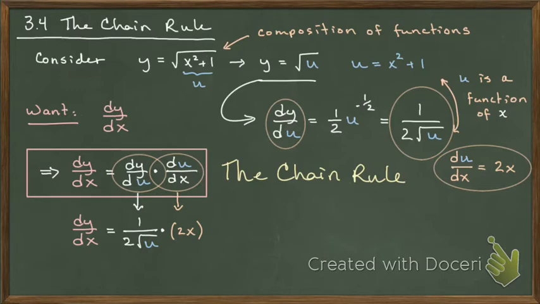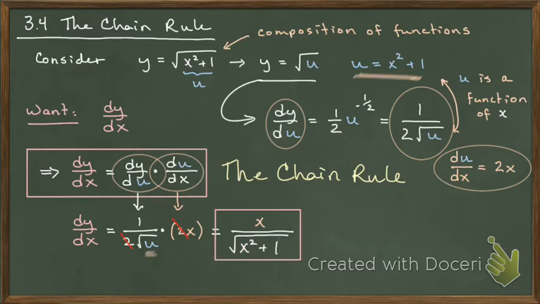But my derivative, y, is with respect to x here, so any u should be taken and replaced with what u actually is. I see that these 2's cancel. I'm left with an x in the numerator, and u is x squared plus 1. And I've got my derivative. So that there is what we would call the chain rule. I had to use the chain rule because I had an inside function whose derivative also needs to be considered.